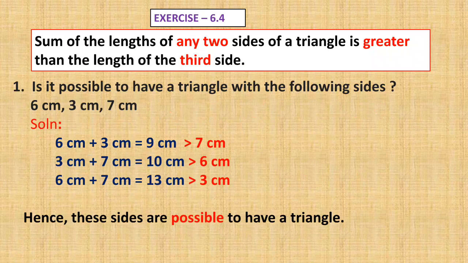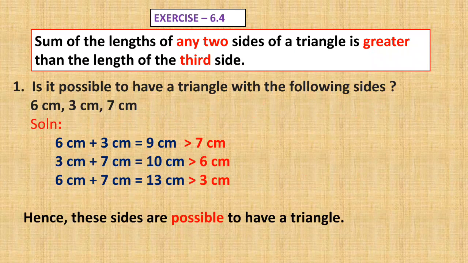You have to add any two sides and check whether the sum is greater or less than the third side. You have to check all three possible ways. Now, your problem: is it possible to have a triangle with the following sides? 6 centimeter, 3 centimeter, 7 centimeter. You have to check all three possible ways.